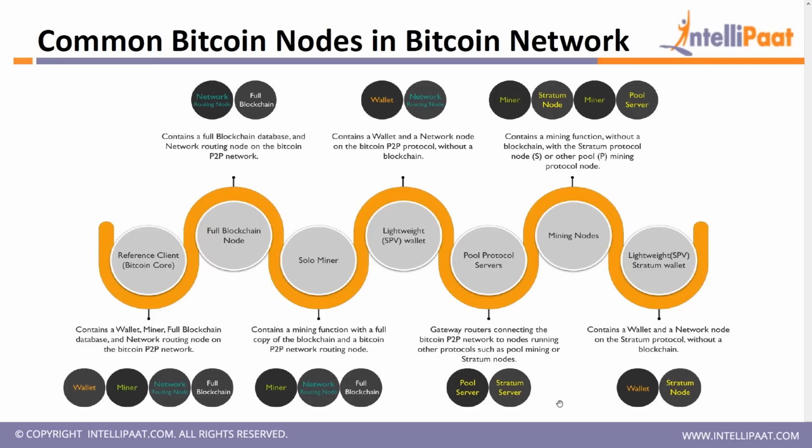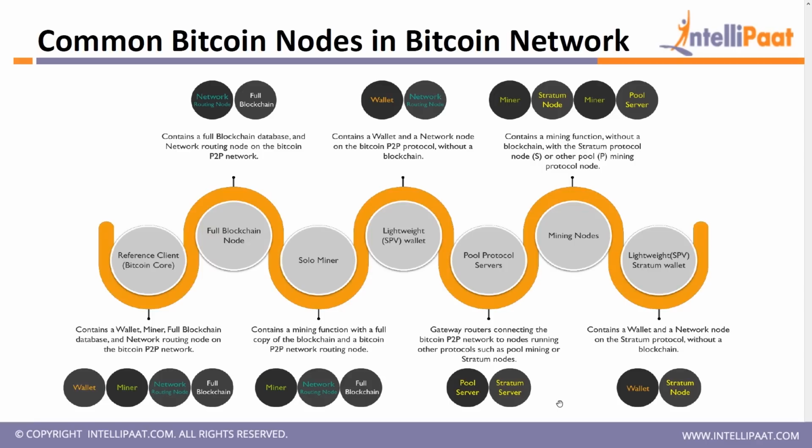Network routing node, full blockchain. If you see here, you could see reference client that contains Bitcoin Core. Then you got full blockchain node. You can have a solo miner. You can have lightweight simple payment validators wallet. Then you can have pool protocol servers, mining nodes, lightweight SPV Stratum wallets.